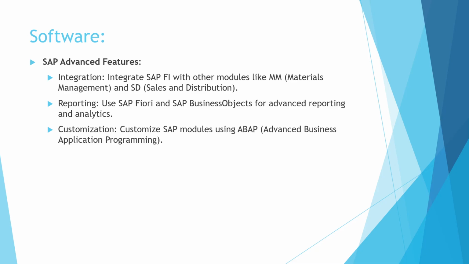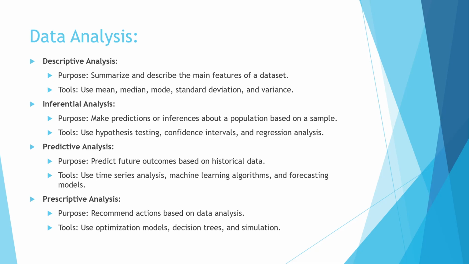Now that we've covered the essential software, let's pivot to the next foundational skill: data analysis. Let's begin by exploring the three main types of data analysis you'll encounter. First is descriptive analysis. Here, the goal is to summarize and describe the key features of a dataset. Think of it as painting a clear picture of what's happening with your data. You'll commonly use tools like the mean, median, and mode to identify central trends, while measures such as standard deviation and variance reveal how spread out the data is.